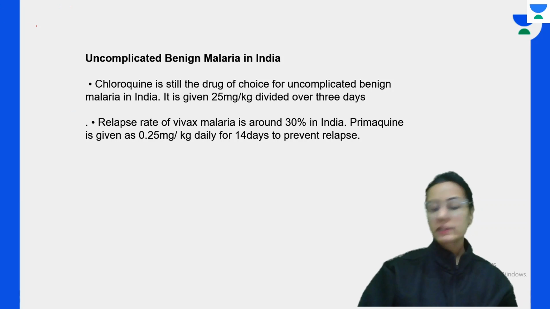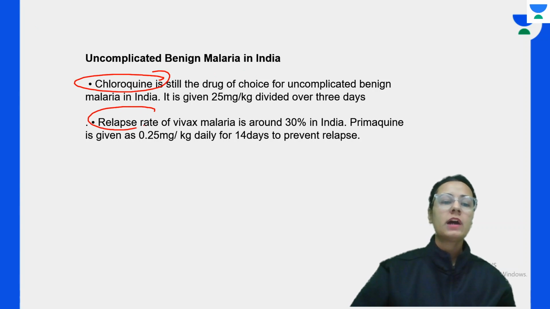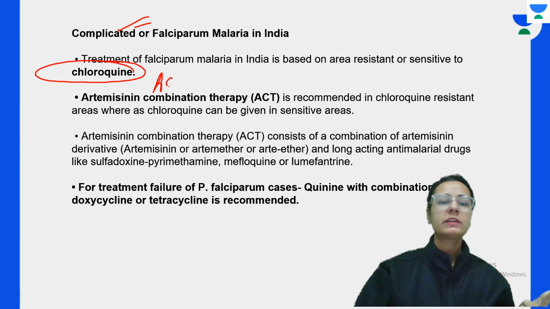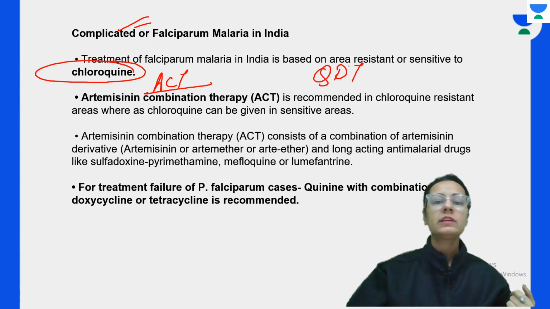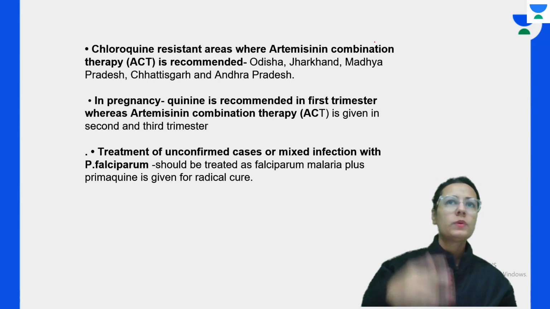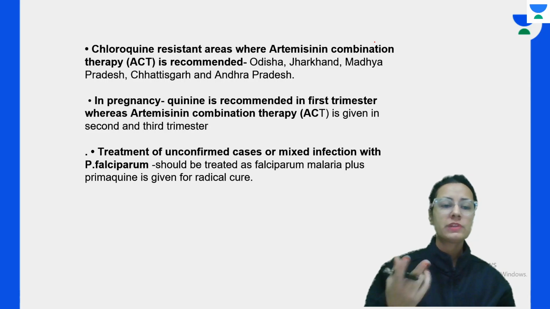For the uncomplicated cases, we give chloroquine, and for the relapse cases, we give primaquine. Then for the complicated cases, we give chloroquine. If chloroquine resistance is there, we give ACTs, and for treatment failure of falciparum cases, we give QDT, that is quinine plus doxycycline plus tetracycline, which is recommended. For chloroquine resistant cases, we give ACT. In pregnancy, quinine is given in the first trimester, then we give ACT in the second and third trimesters.